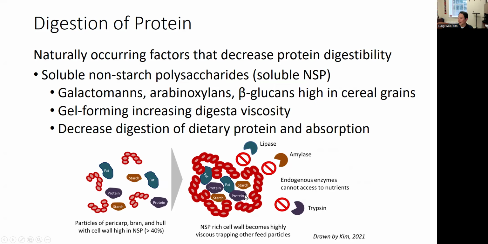Okay, and then our endogenous enzymes, either lipase or amylase or protease, including trypsin, cannot access their substrate because they are covered by soluble NSP. So that will reduce protein digestibility, but also lipid digestibility and carbohydrate digestion too. So soluble NSP, or soluble fiber, will cause the reduction of digestibility of the food or feed. Right?